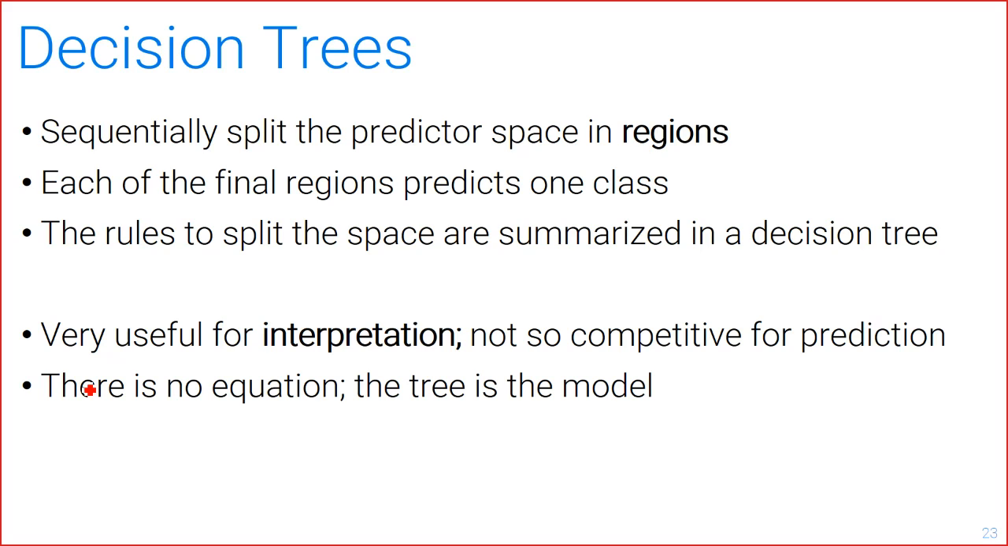So this is the kind of model that is very useful for interpretation because it's very simple. We're going to see an example now. It's just about following a sequence of rules. The problem is that it's not very competitive for prediction. So it's very useful for interpreting, it's very easy to understand, but it doesn't work as well as other models. And there's no equation. The tree itself is the model.